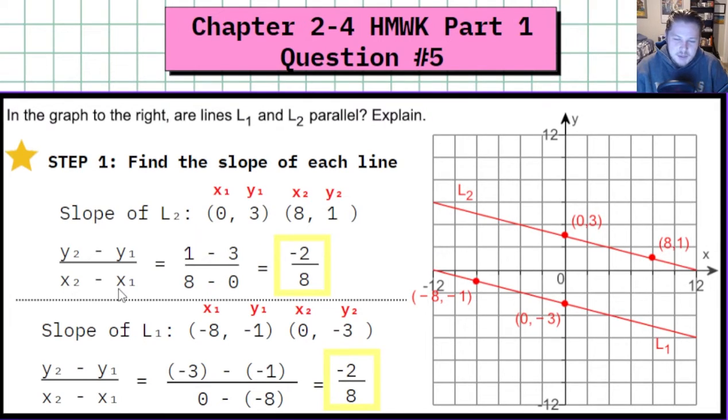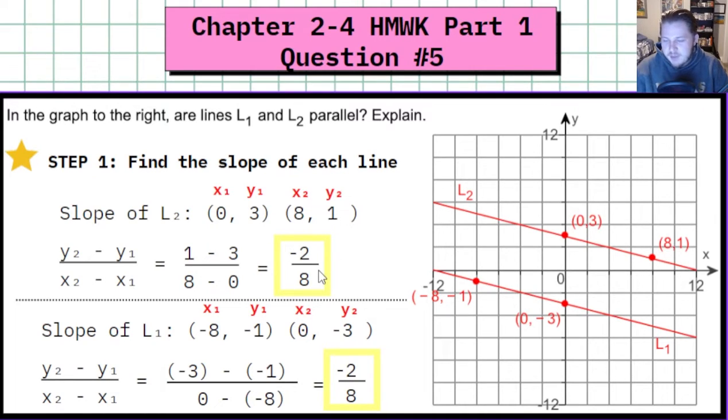Same thing at the bottom, x2 minus x1. My x2 is 8, and my x1 is 0. You're not subtracting your x1 and your y1 from each other; you've got to plug it into the formula. So that gives you 8 minus 0. Like we just said, 1 minus 3 is negative 2, and then 8 minus 0 is 8. So that is your slope for the first line.